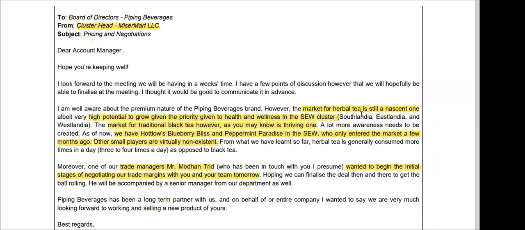The market for herbal tea is still nascent, and however, it has high potential to grow given the priority given to health and wellness in the SCW cluster. SCW stands for Southlandia, Eastlandia, and Westlandia, 3 countries in which this company is operating. The market for traditional black tea, however, as you may know, is a thriving one. So black tea is doing all right, but the market for herbal tea is not too big at the moment, but it has potential to grow. So that's what this company is telling us.